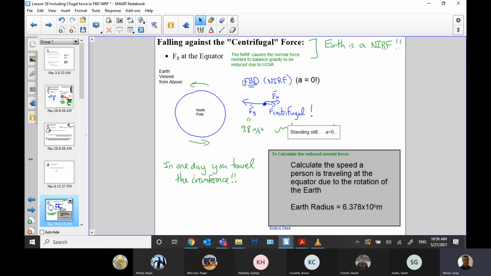So if you're at the equator, you're in a non-inertial reference frame. You're traveling around the entire circumference of the Earth at the equator every day, right? So you're in uniform circular motion. So it is a non-inertial reference frame.